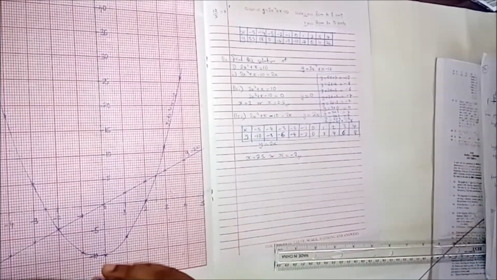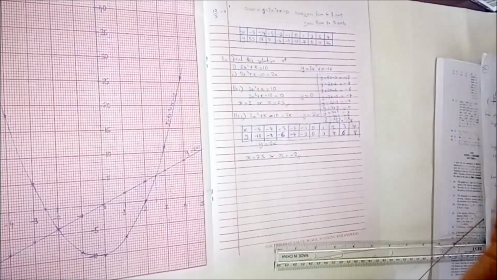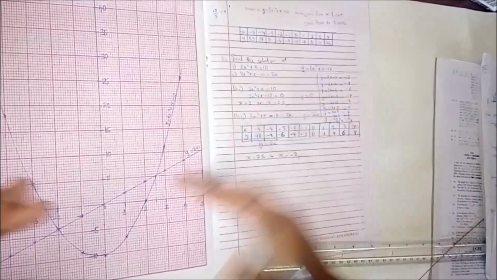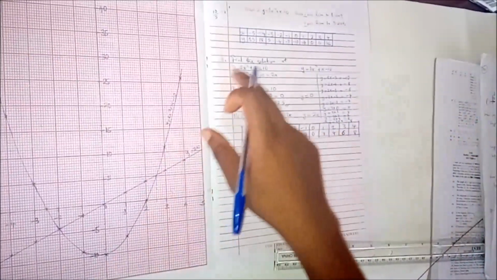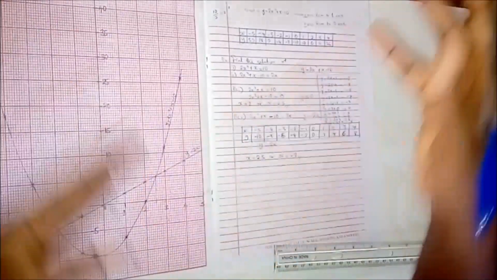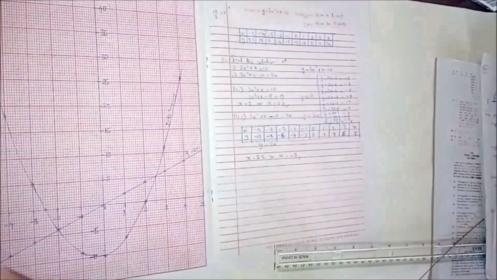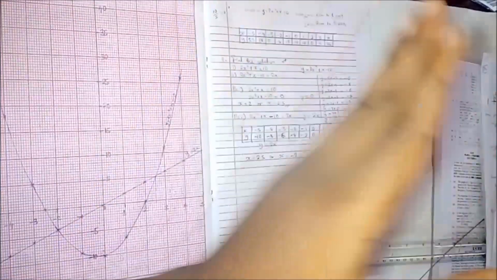So this is the way you find the solution of equations in graphs after you plot the graph. They either state find the solution of these equations, or they ask you to find the roots of this equation. It is still the same. Don't be confused. Finding the root of the equation is the same as finding the solution of the equation.